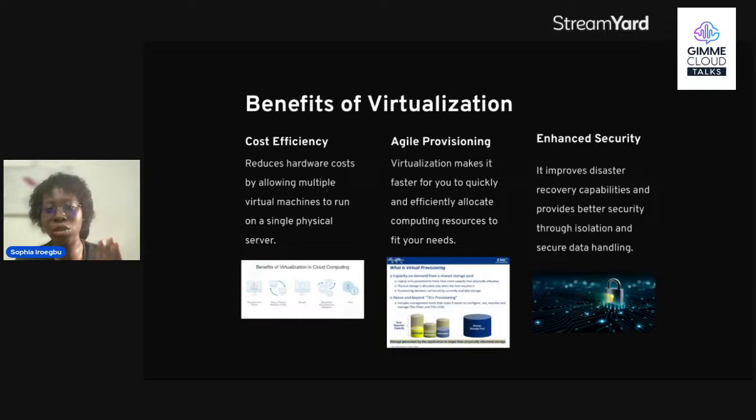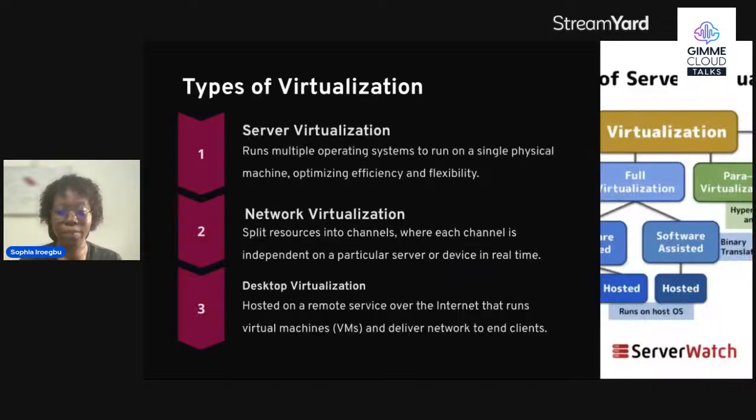But when your project is on a virtual machine, it gives it a more secure option or a more secure solution. Now let's talk about types of virtualization. So there are three types of virtualization. Number one is server virtualization.